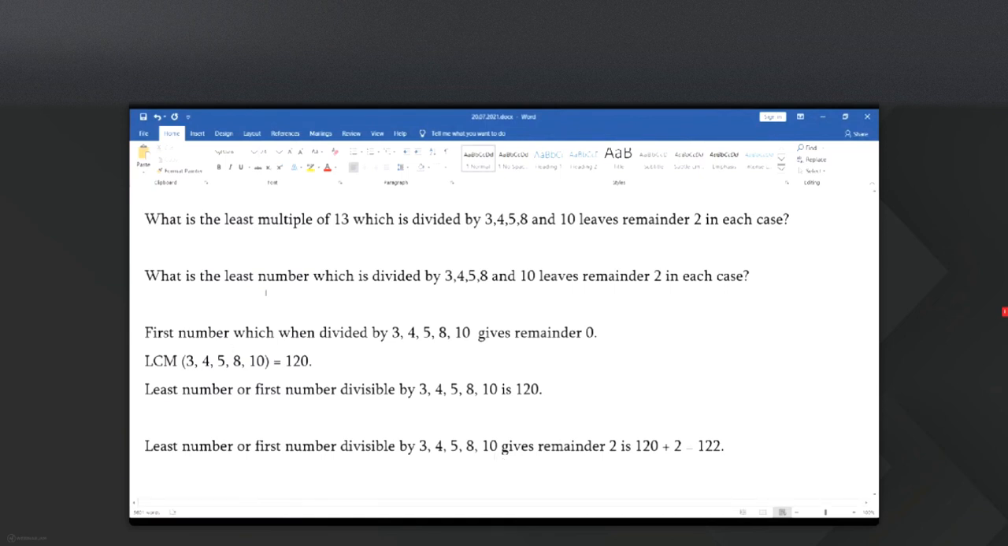They want to know the least multiple of 13, which when divided by these leaves remainder 2 in each case. Okay.